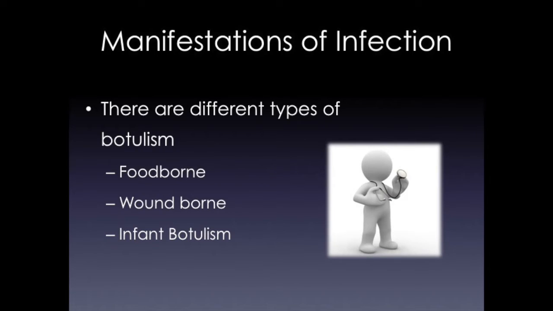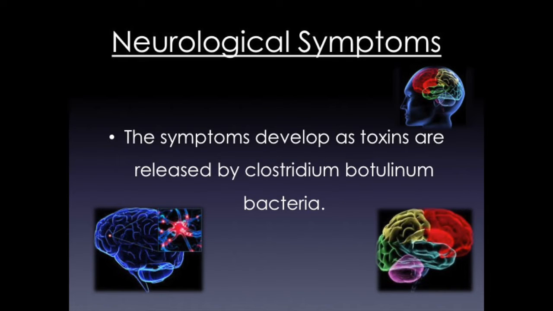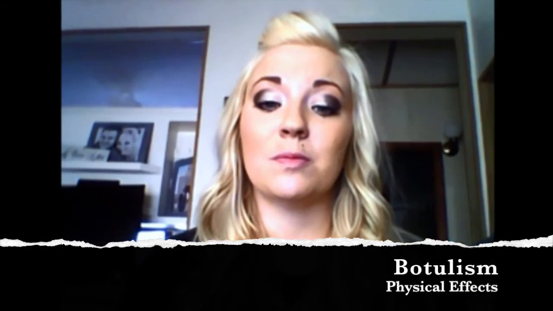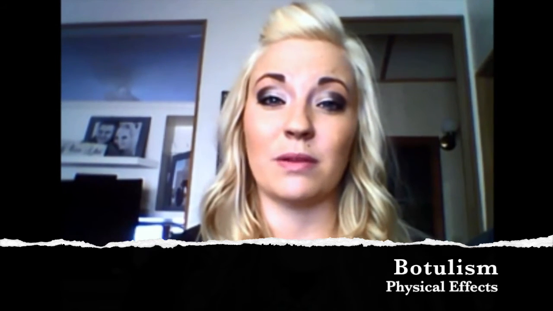There are different types of botulism. The first type is foodborne, the second type is wound-borne, and the third is infant botulism. Neurological symptoms develop as toxins are released by the bacteria. The bacteria begins to spread throughout the body. The toxins affect the nerves in the skull at first, but without treatment, they will go to the arms, the legs, and then to the chest. And then because they're the chest muscles, it affects our breathing. So we begin to not be able to breathe because our muscles can't contract.